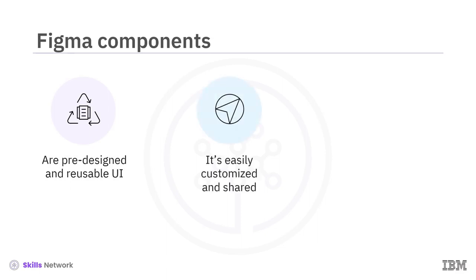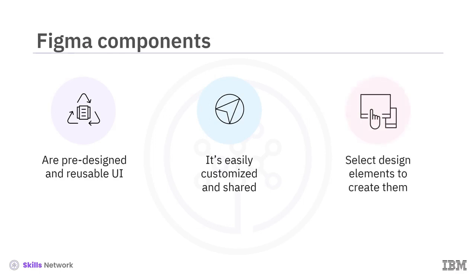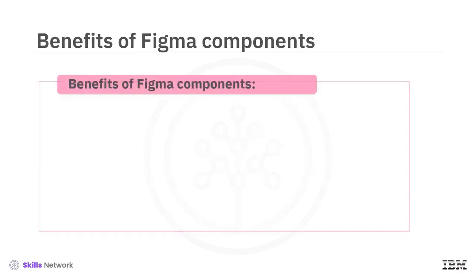Figma components are pre-designed and reusable user interface elements that can be easily customized and shared across design projects. You can select a design element, such as a button or icon, and turn it into a component. Let's now discuss the benefits of Figma components.